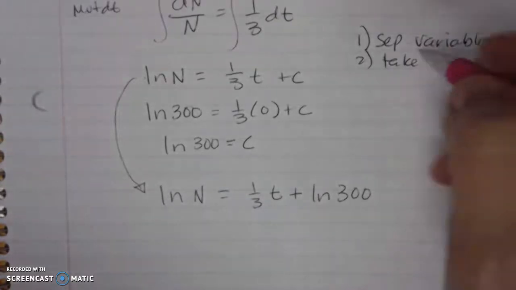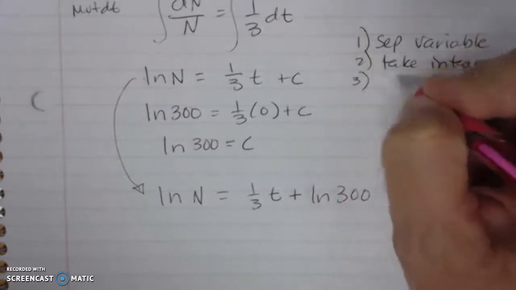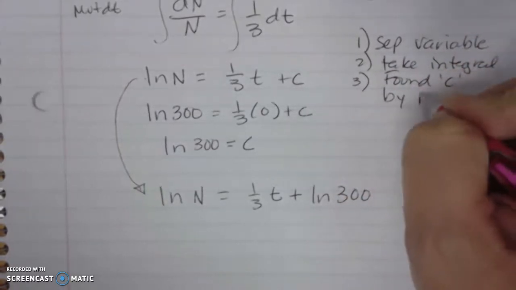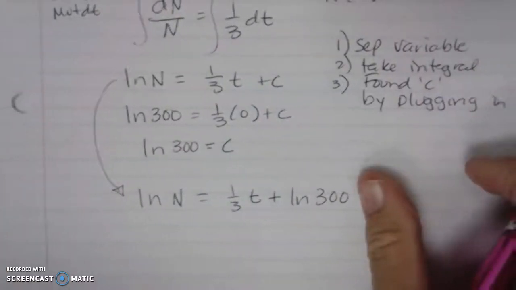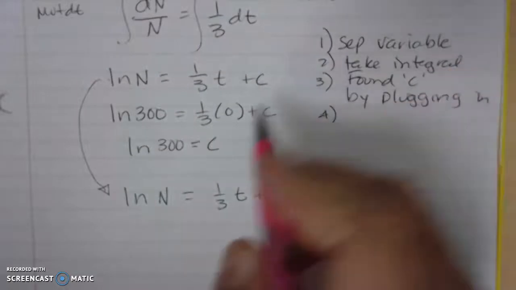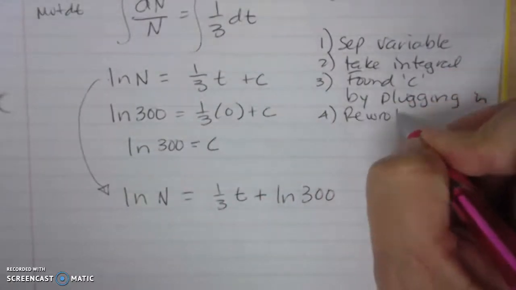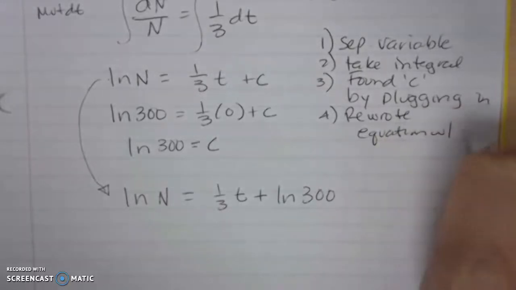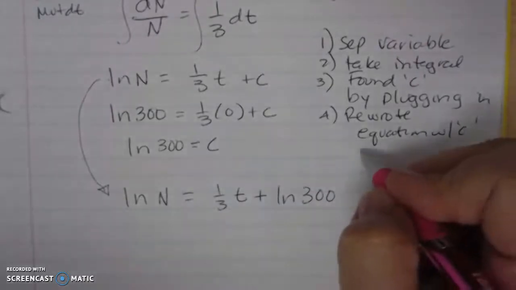Okay, so what is it that we did? We took the integral. Then we found C by plugging in. Then we rewrote the equation with the C replaced, with the C plugged in.